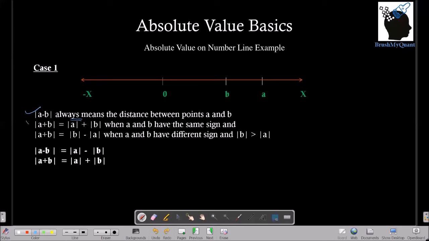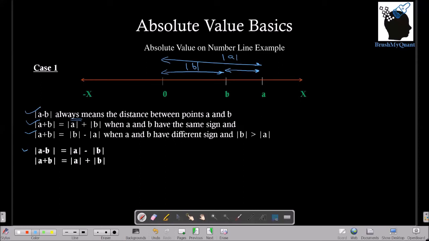And remember that mod of a plus b will be equal to mod a plus mod b if a and b have the same sign. So if both are positive or both are negative, then mod of a plus b will be equal to mod a plus mod b. And mod of a plus b will be equal to mod b minus mod a when a and b have different signs. And it is given to you that mod b is greater than 1. Now let's see what happens in this case. We have discussed that mod of a minus b will be nothing but the distance between the points a and b, which is mod a minus mod b.